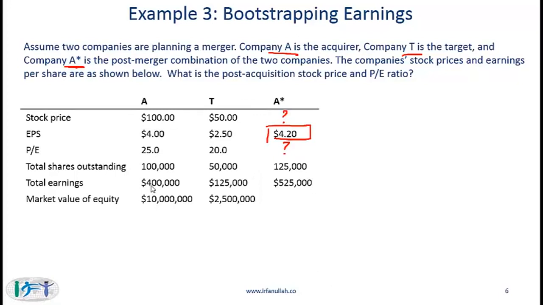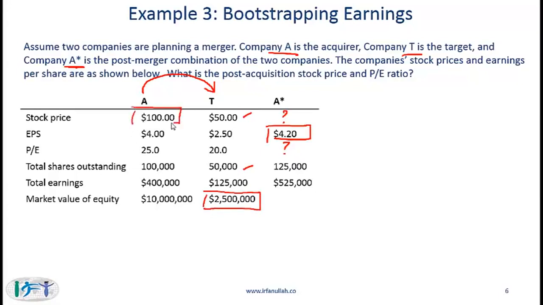So what is happening here? We have company A acquiring company T. If you look at the total value of company T, it is the stock price of 50 multiplied by total shares outstanding 50,000. So the total market value is 2.5 million.